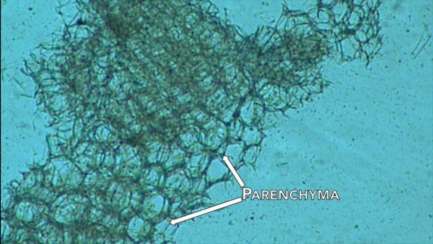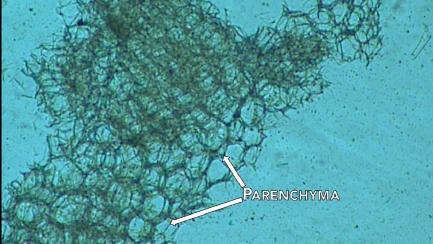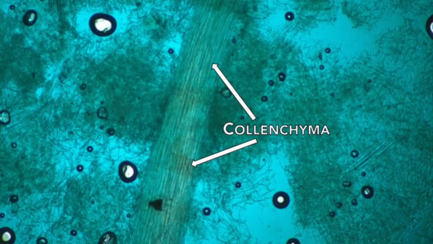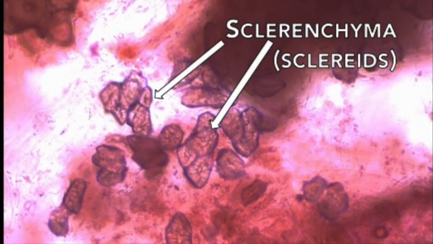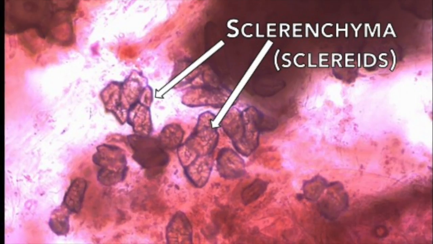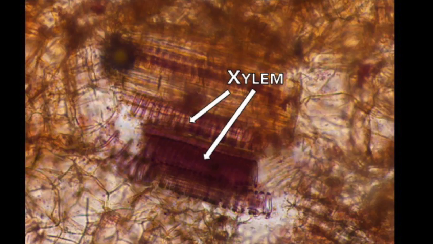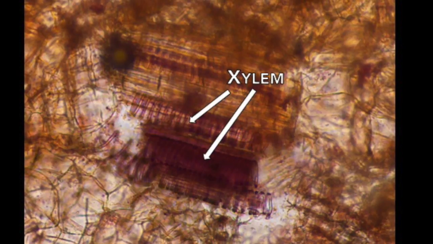Here you can see parenchyma cells from celery that have been stained with fast green. Fast green also highlights strands of collenchyma cells from a celery stalk. Safranin highlights the red sclereids from pears. Safranin also highlights xylem tissues shown here.